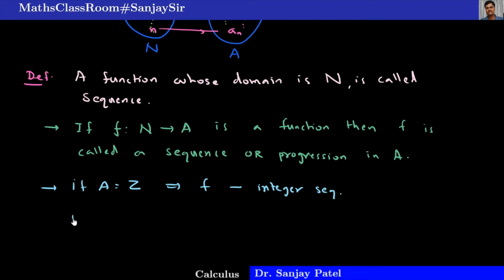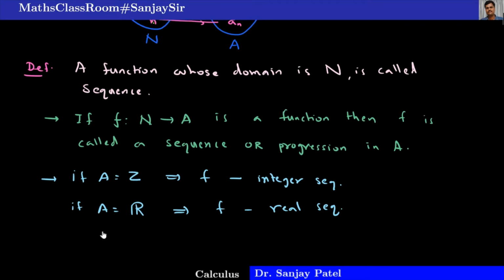If A is equal to R, the set of real numbers, then f is called a real sequence, or sequence of real numbers. So likewise, it depends on the codomain. If the codomain is Q, it is called a sequence of rational numbers and so on.